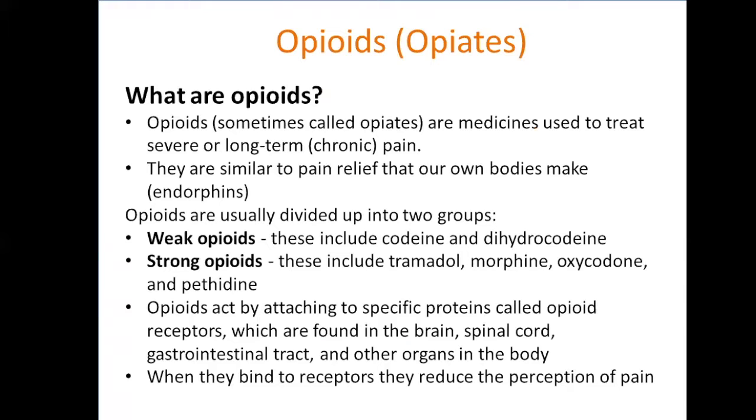They're usually divided into two groups. There's weaker ones and there's stronger ones. So weaker would be codeine, which is the most common, and dihydrocodeine, and then the really strong opioids, which is tramadol, morphine, oxycodone, pethidine, fentanyl as well.